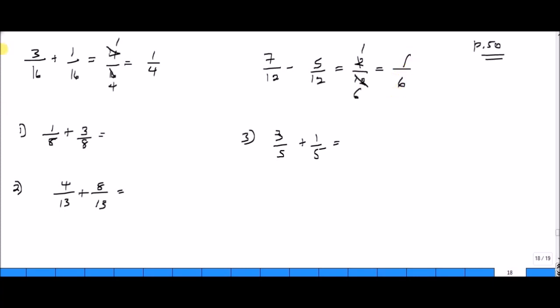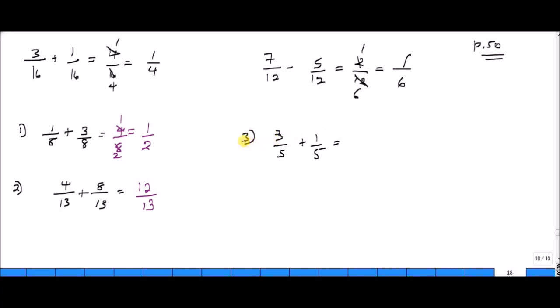Okay, let's look at number 1, number 2, and number 3 from exercise 1 on page 50. They have 1/8 plus 3/8. 3 and 1 would be 4 over 8. And we could say 4 into 4 one time, and 4 into 8 goes 2 times, our answer being a half. Number 2, 8 and 4 being 12 over common denominator 13, our answer 12/13.